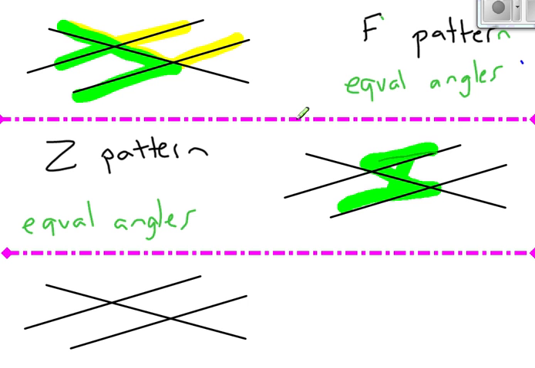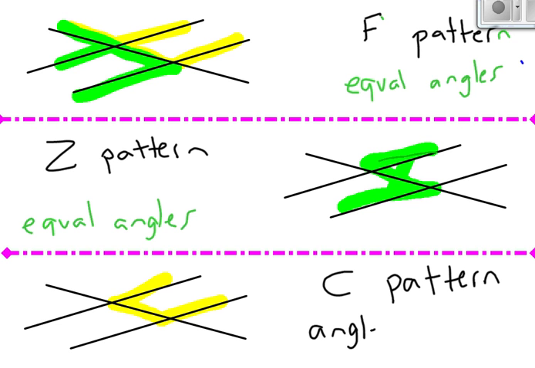And in addition to the F pattern and the Z pattern, you probably learned about the C pattern that looks like this. And a C pattern is my least favorite because it doesn't tell me that I have equal angles. It tells me that I have angles that add to 180. So hopefully you learned about those F, Z, and C patterns last year. And in the next video, we're going to start to do some questions together where we use these rules.